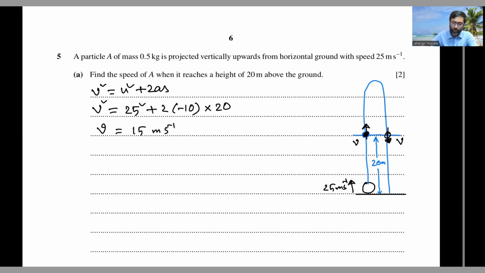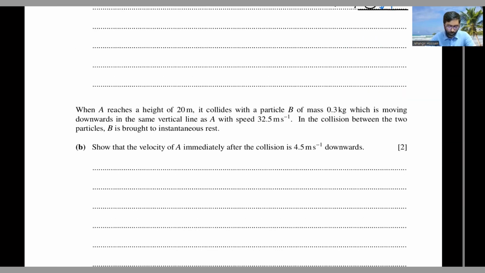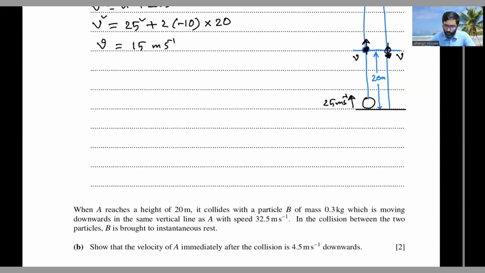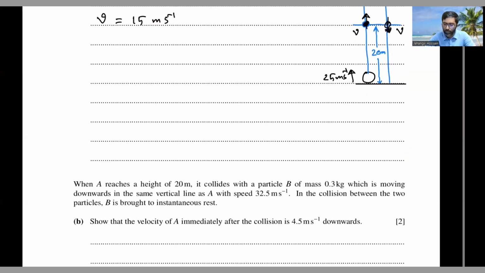Okay, that's part A. Now let's move on to part B. See, when A reaches a height of 20 meters, it collides with a particle B of mass 0.3 kg, which is moving downward in the same vertical line as A with speed 32.5 meter per second.